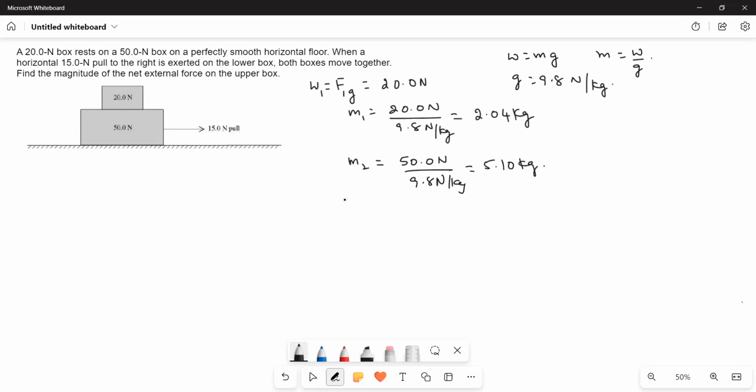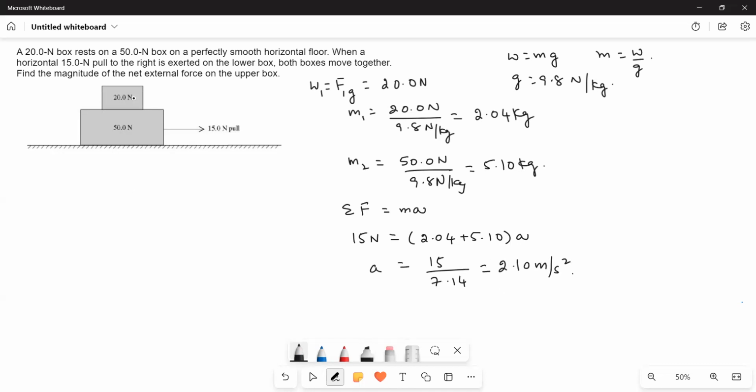Now the applied force: sigma F is equal to ma. Here the 15 Newton force is applied and it is pulling both the boxes together. Therefore, we have to take the total mass times a. Therefore, a is equal to 15 divided by 7.14, that is equal to 2.1 meters per second square.